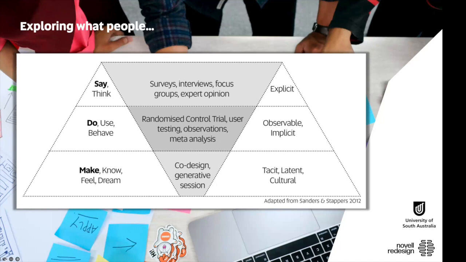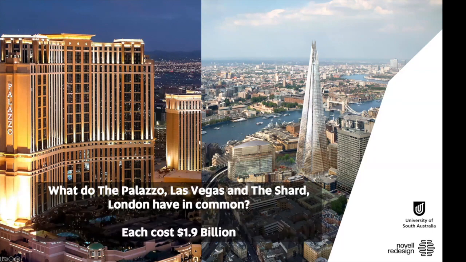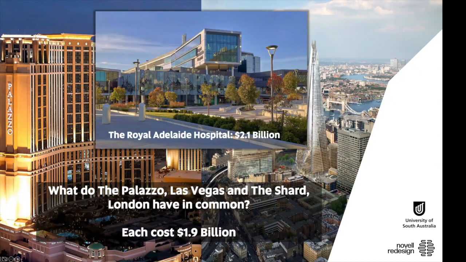So what does this mean for healthcare design? Well, if I come back to an example, in healthcare design, our buildings are very expensive. The thing that the Palazzo in Las Vegas and the Shard in London have in common is that they both cost $1.9 billion. They're very expensive buildings. But a hospital in my city, where I'm from, in Adelaide, South Australia, costs $2.1 billion. So a hospital costs more than the Palazzo in Vegas and more than the Shard in London. So these are incredibly expensive buildings that we need to get right.